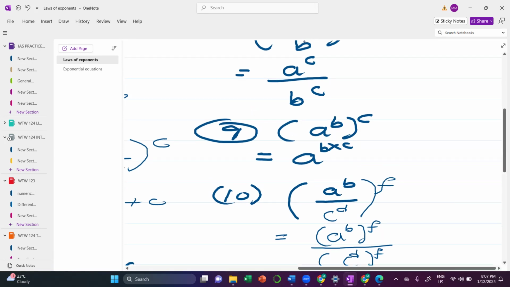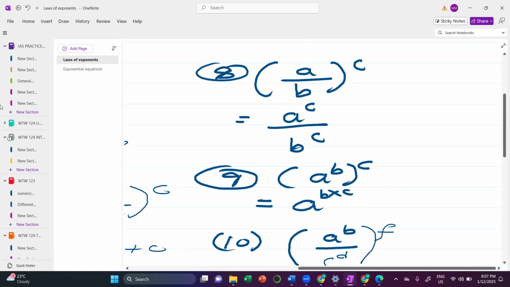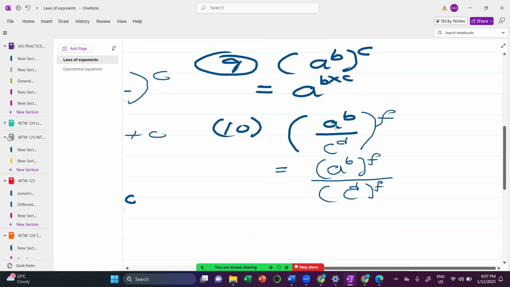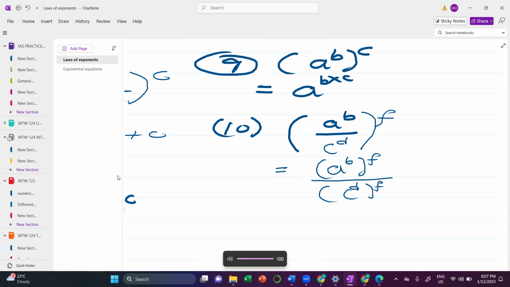It comes from which law? Look, it's just coming from the law that we had in number 8, whereby we had a, and then we gave it the exponent of c. So even here, we still have a to the exponent of b, but we are taking it to the exponent of f. We still have c to the exponent of d. We are taking it to the exponent of f, right? You guys see that? Do you understand that? Yes, sir.